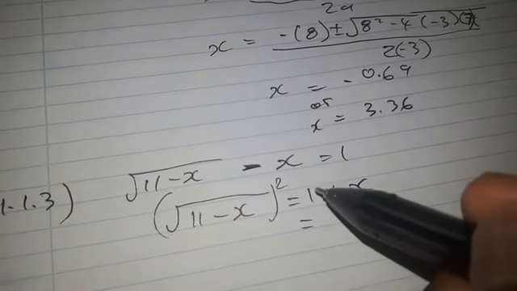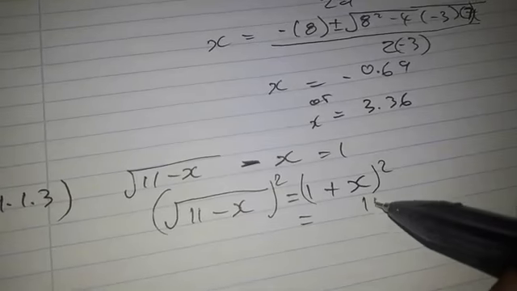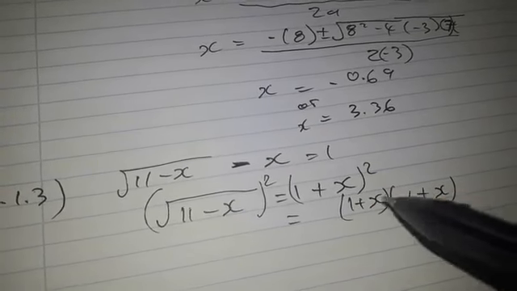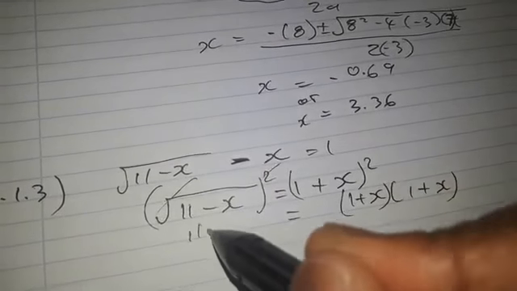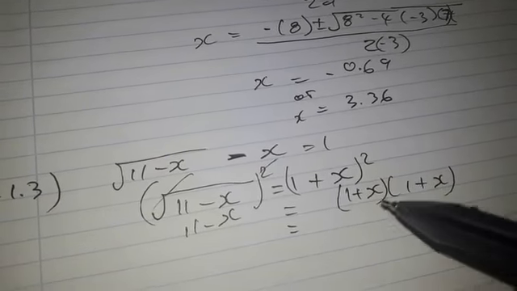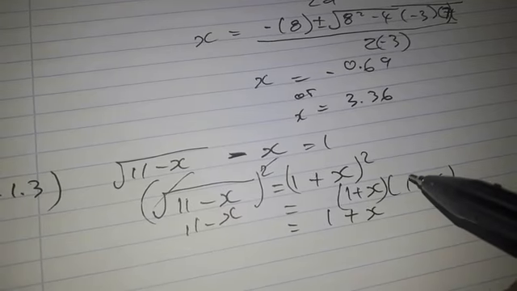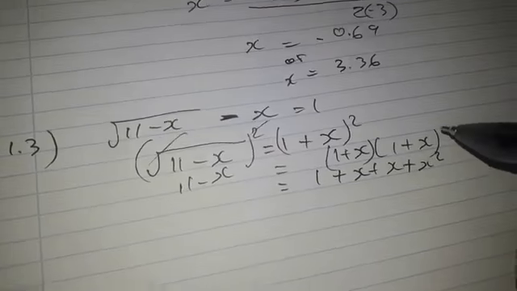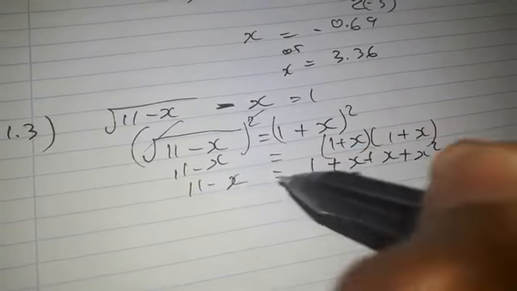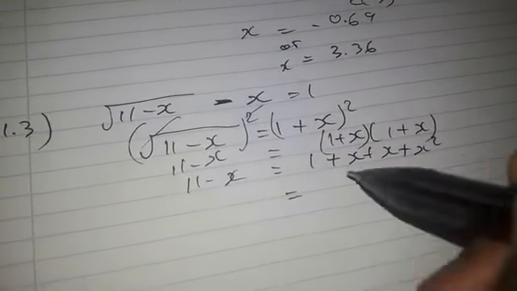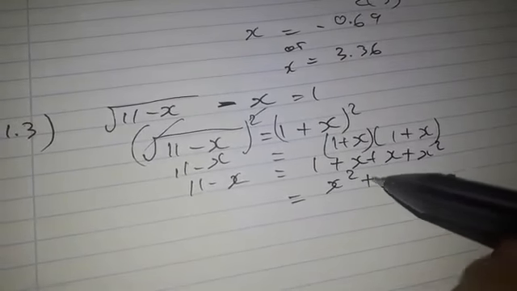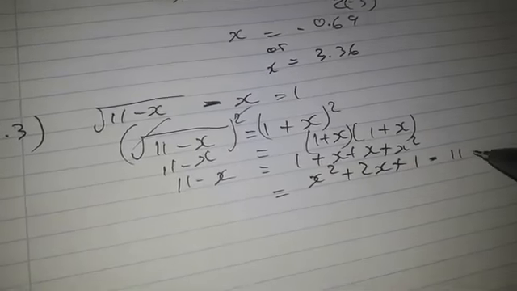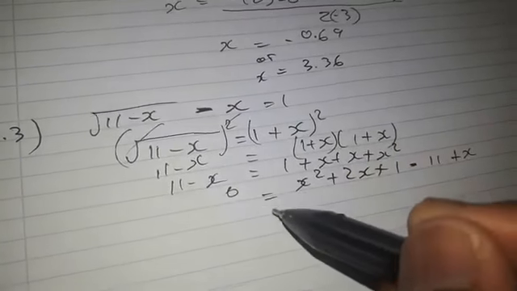So here we can just square the left, square the right, and then here we can clearly see that we're going to FOIL this out. That is going to leave us with 11 minus x. Let's see here, 1 times 1 is 1, and then 1 times x is x, x times 1 is x, x times x is x squared. 11 minus x. Let's take everything to one side. This is going to be x squared plus 2x plus 1, minus the 11 there, and then plus the x. This is equal to 0.